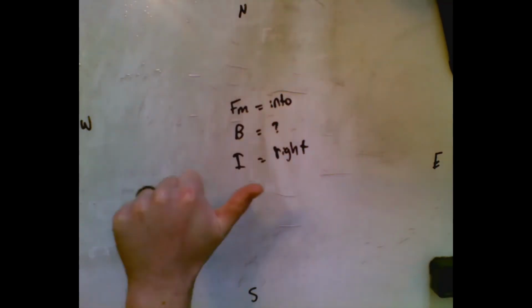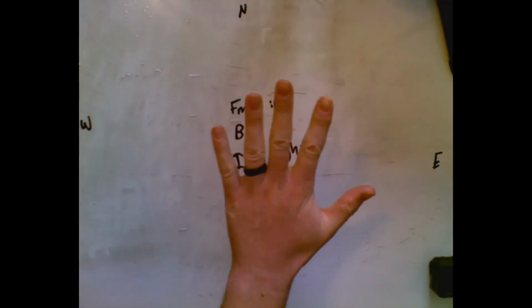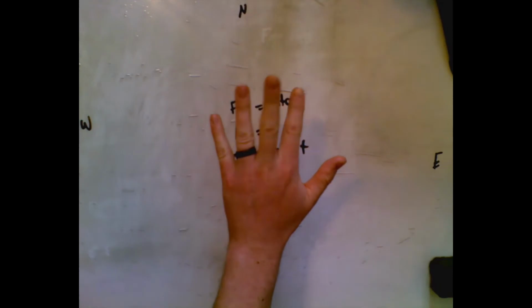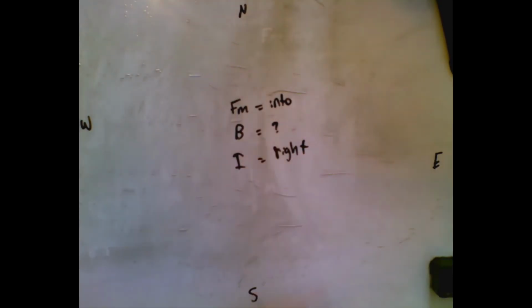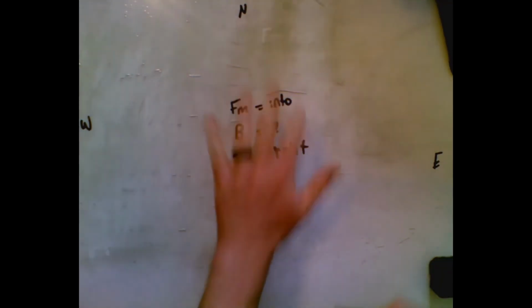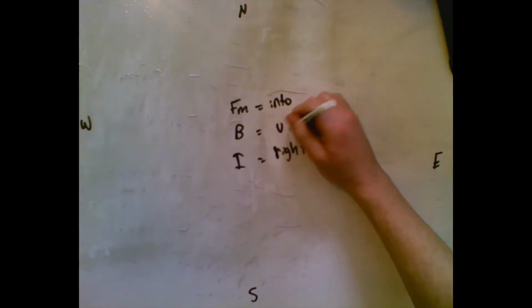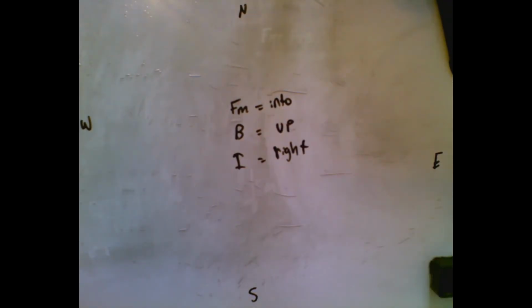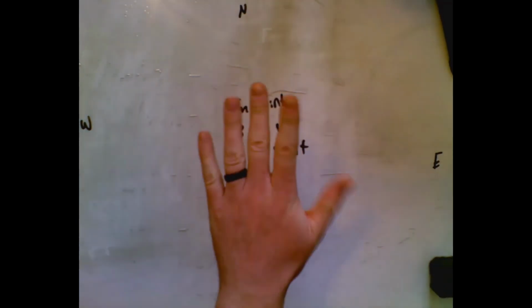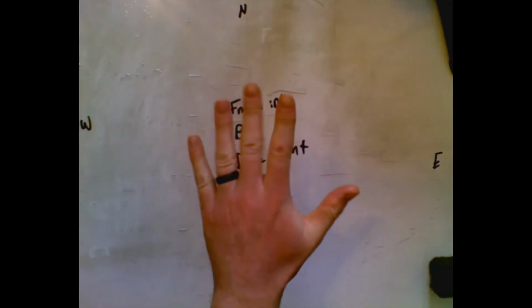So my thumb is pointed right, my palm is going into the page, and you can see that my fingers are pointed upwards. Usually if we use into and right, my fingers going upwards, so my magnetic field is up. Right? So north or up, depending on what the question is asking.